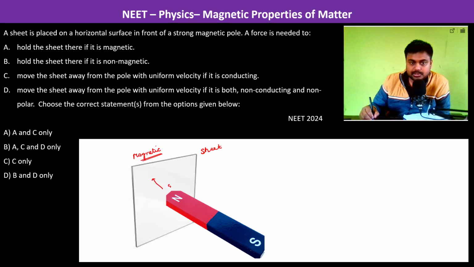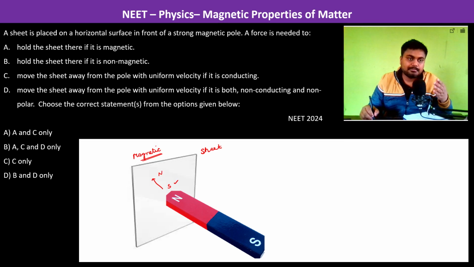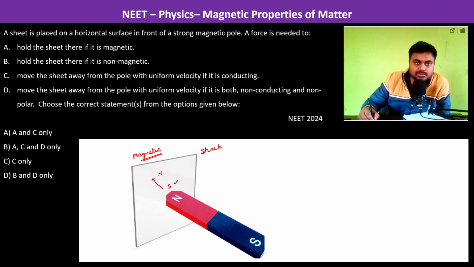So the sheet will form south pole here, north pole here, and what will happen is it will get attracted towards this magnet. So now if it is magnetic, then we require to hold the sheet to keep it in its position, otherwise it will get attracted. So here force is required.